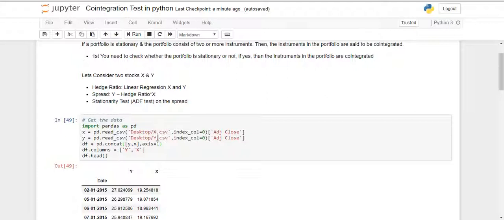What you need to do is calculate the spread of the portfolio. How to do that? You have to calculate the hedge ratio, which is the linear regression of X and Y, and then you calculate the spread, which is Y minus the hedge ratio multiplied by X. Once you have the spread, you do an ADF test on the spread. If the ADF test shows the spread is stationary, it means the portfolio is stationary, and hence X and Y are both cointegrated.